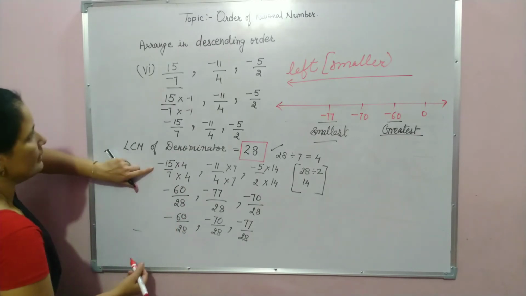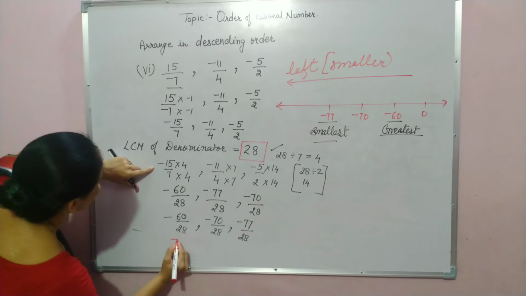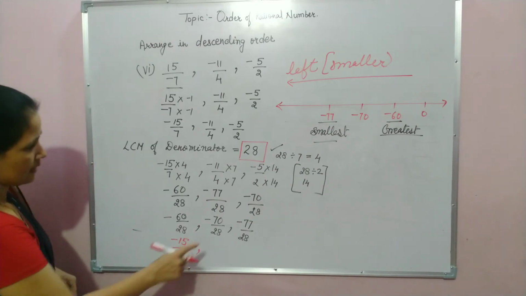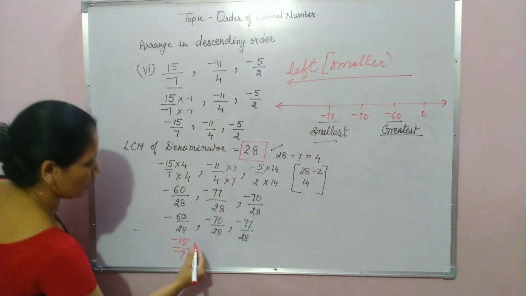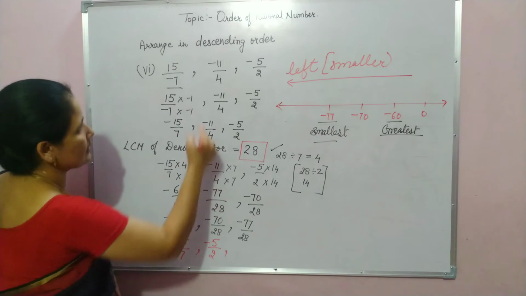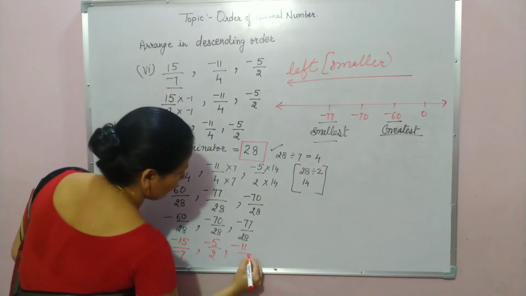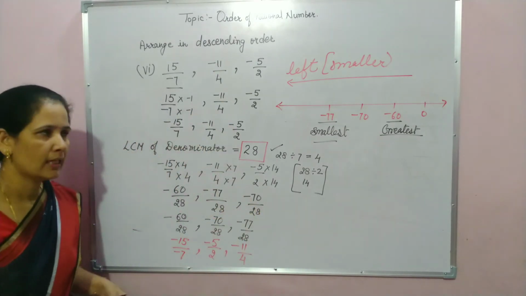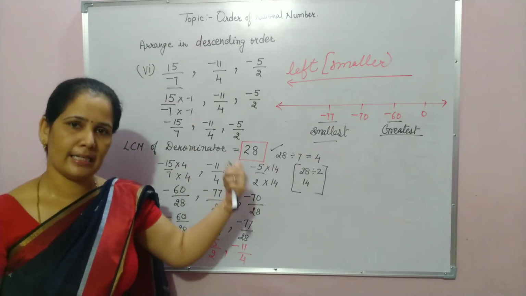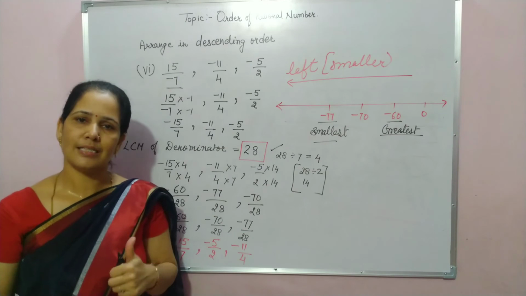Now we have arranged these numbers in descending order and write down their final values. The first one is 15 by minus 7. Then -70 by 28 is our second one, -5 by 2. And the last is minus 11 by 4. Okay students, now we have discussed how to arrange rational numbers in ascending order as well as descending order.